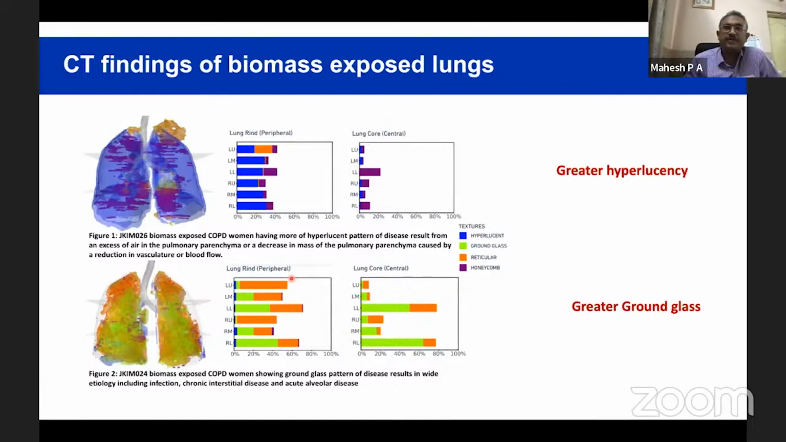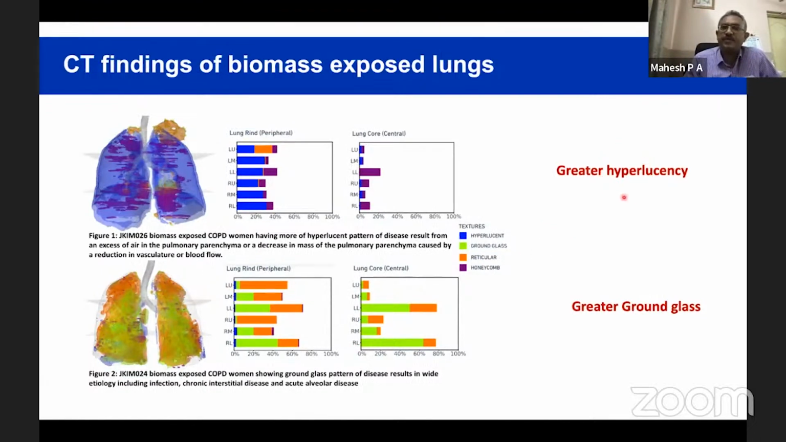Whether biomass affects the lung parenchyma, and if so, by how much? We all know that unlike tobacco smoking, biomass predominantly affects the medium size and small airways. And tobacco smoking has significant impact on emphysema. But when we looked at CT findings and put them into a software called Imbio, we find that biomass COPD also affects the lung parenchyma, I think, as much as tobacco smoking.